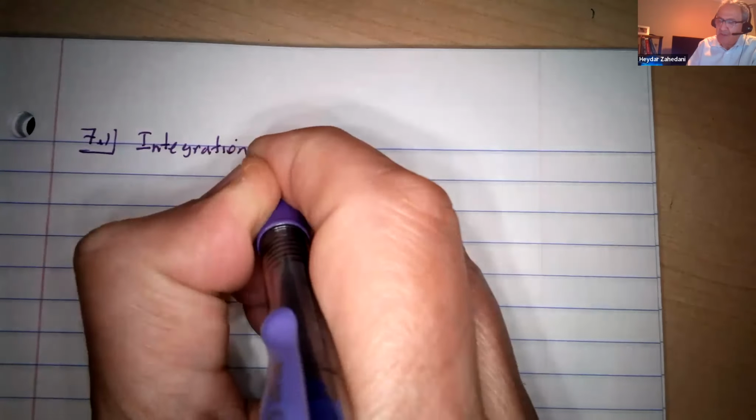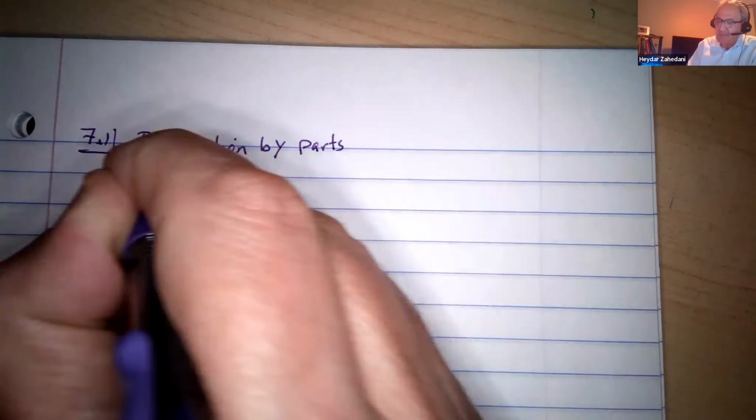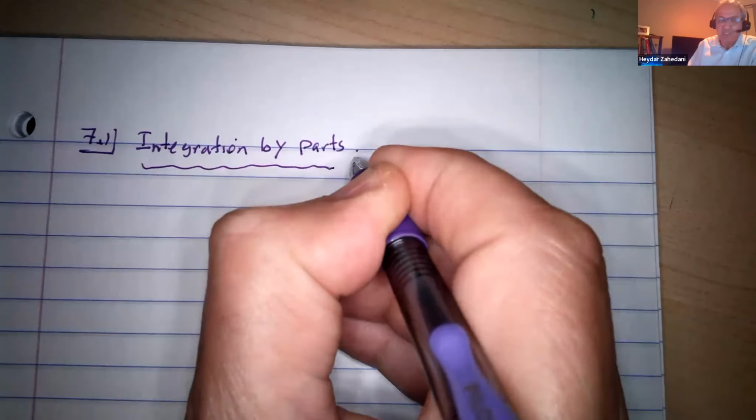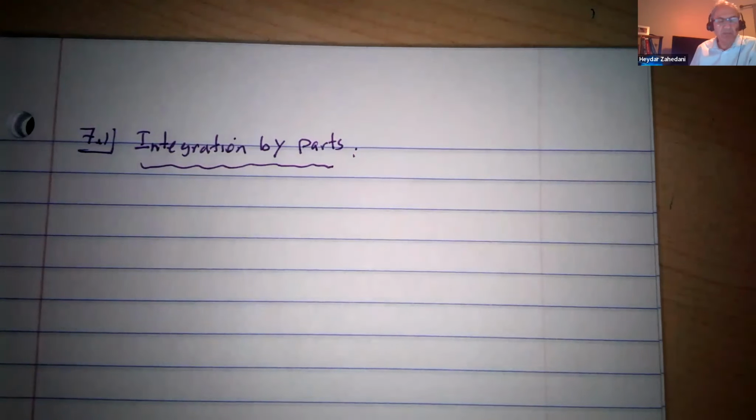Okay, integration by parts. That's the name of the method, the integration by parts method, or just integration by parts. Let's see what integration by parts means, and what the formula is. We just remember the product rule for differentiation.